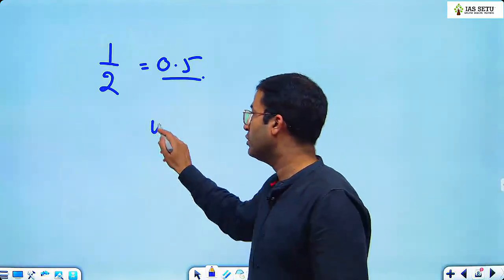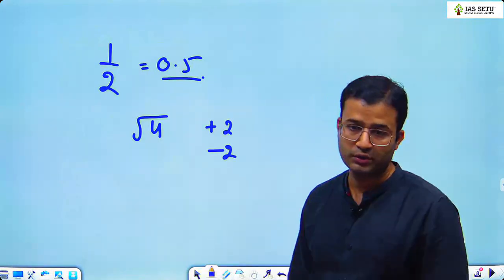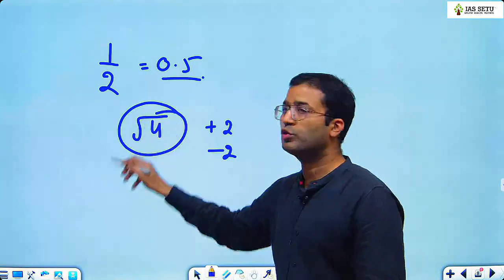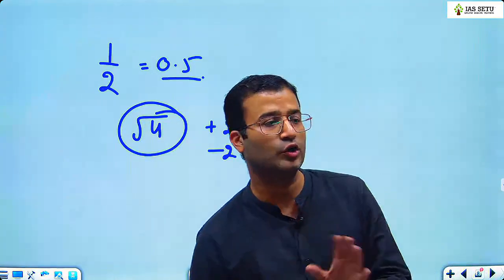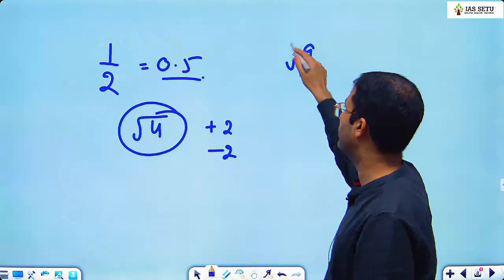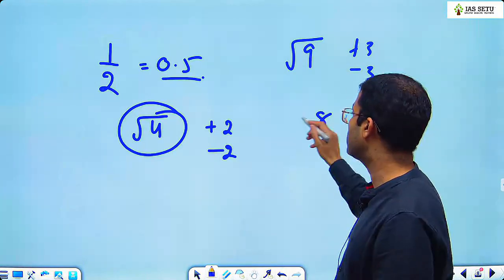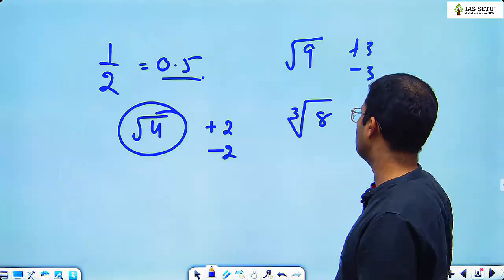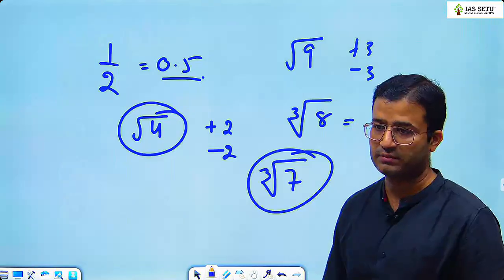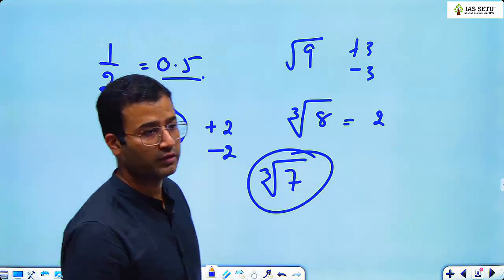Square root of 4, when you simplify, what do you get? Either +2 or -2. And what are these? Rational. So the square root of this type of number, we don't call it an irrational number, it is rational. Like if you ask the square root of 9, it is either +3 or -3. If you ask me the cube root of 8, it is 2. But if you ask me the cube root of 7, it is an irrational number.